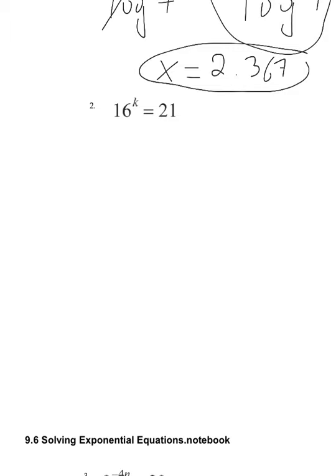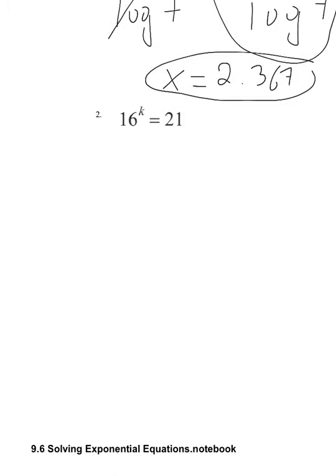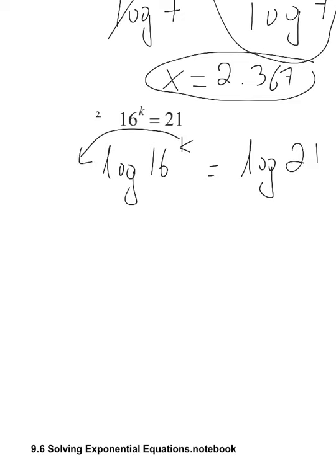So number 2, okay, 16 to 0 power is 1, 16 to first power is 16, 16 to second power will be way above 21. So the answer is above 1. First thing, take log of this side, log 16 to the k equals log 21. K goes in the front. That's the power rule that you learned last week.